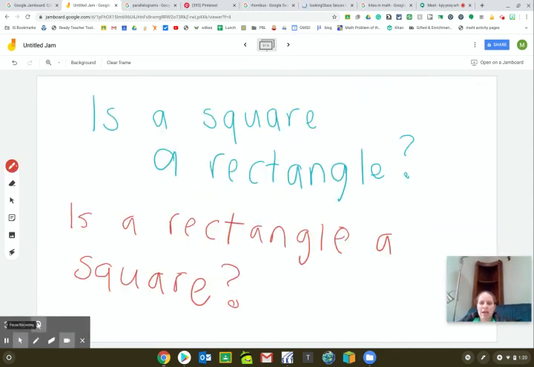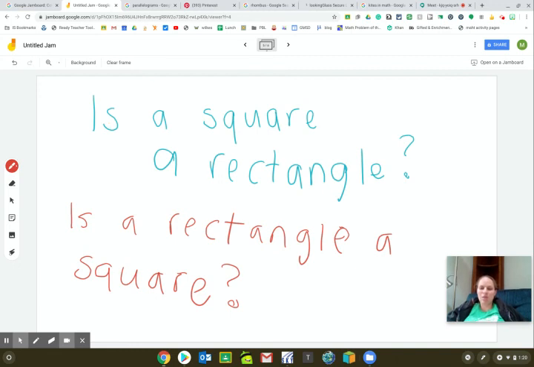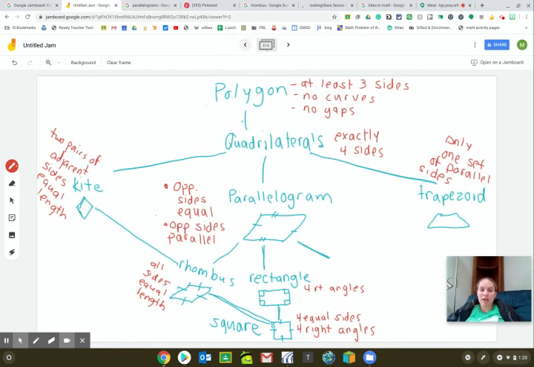I'm going to leave you today with these two questions. This is something that you may have heard of before. Someone might ask you, is a square a rectangle or is a rectangle a square? And now we can use our hierarchy that we set up to help us. So is a square a rectangle? Well, if we go down to square, a square is a parallelogram with four equal sides and four right angles. Well, a rectangle has four right angles. So a square is a special type of rectangle.